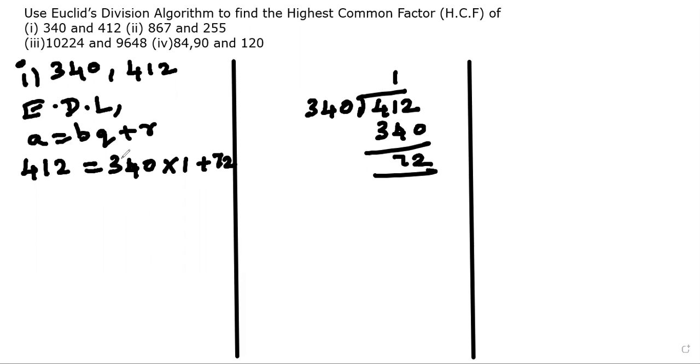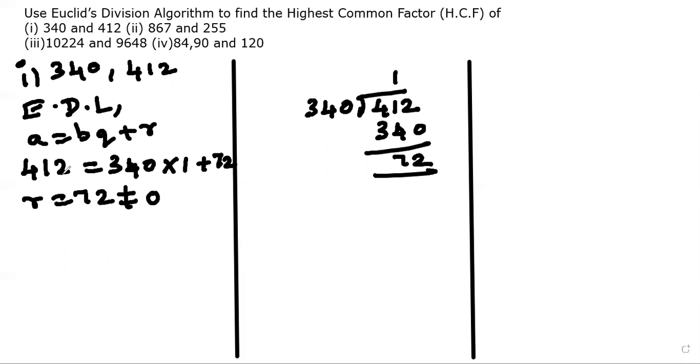So now compare with the given equation. What is our R? R is 72. This should be equal to 0. Till we get this remainder as equal to 0, we have to proceed with this problem till the end. Okay, now this remainder is not equal to 0, 72. So we have to continue.